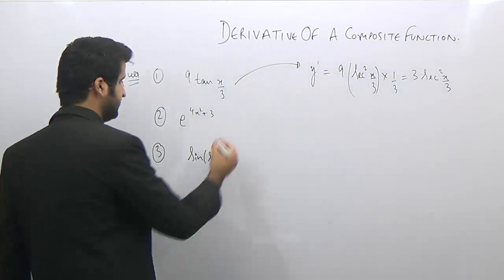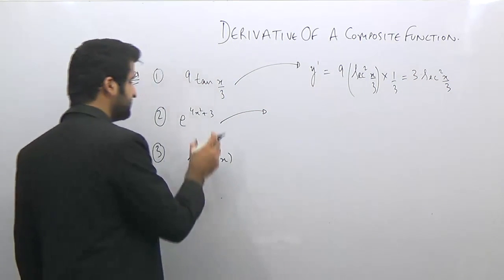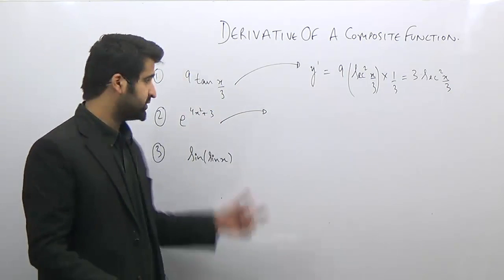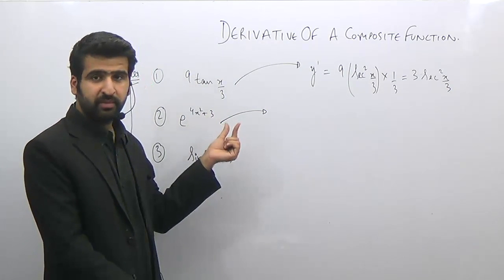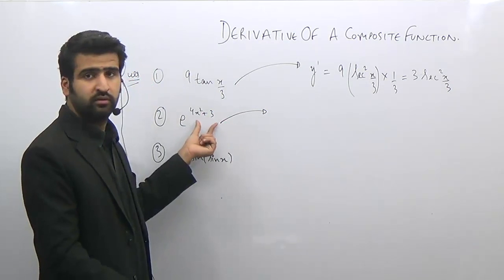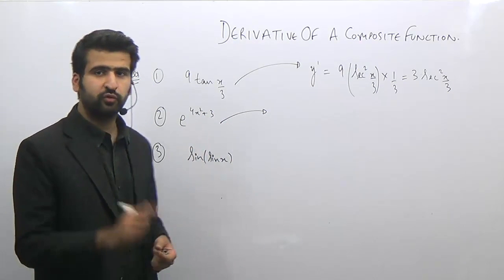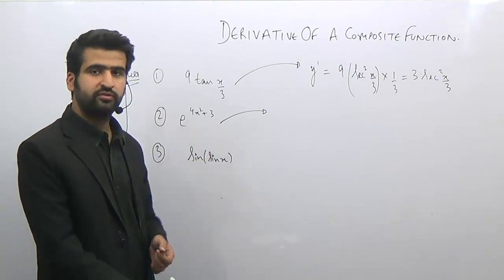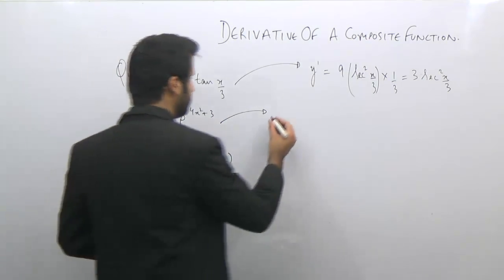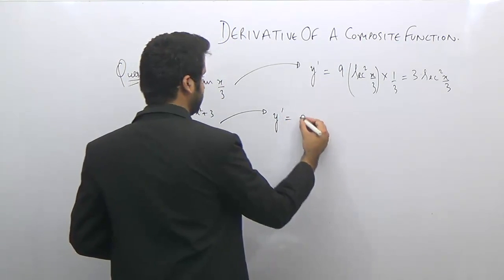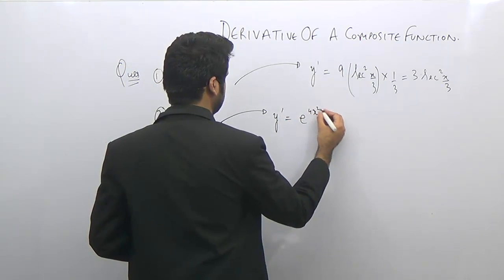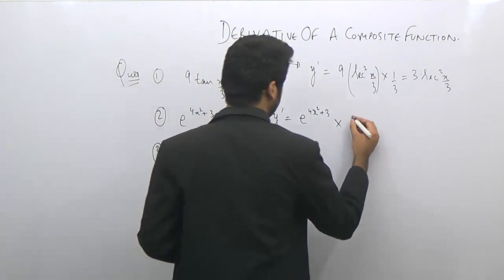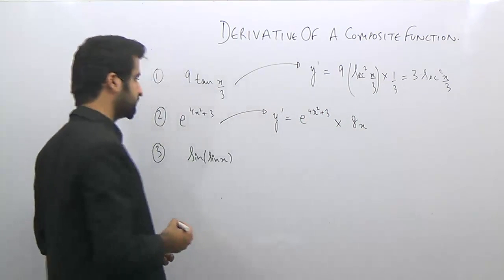Now see this case. This function is e to the power some function, let's say y. So first of all I have to differentiate e to the power y, and then I'll differentiate this function. So this is a composite function of two functions. The first one is e to the power y and the second one is 4x square plus 3. So y dash is equal to e to the power 4x square plus 3, multiplied by the differentiation of 4x square, which is equal to 8x.